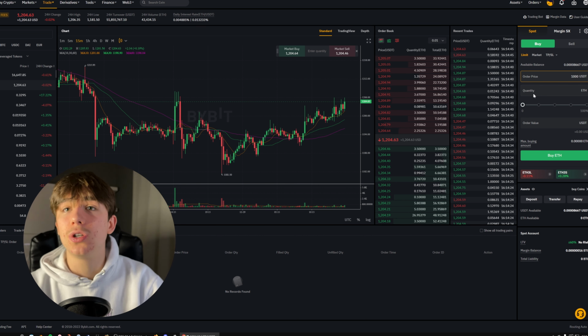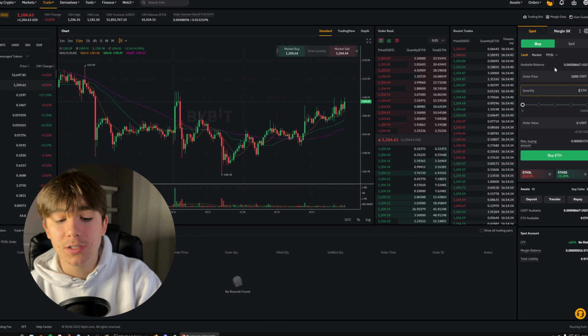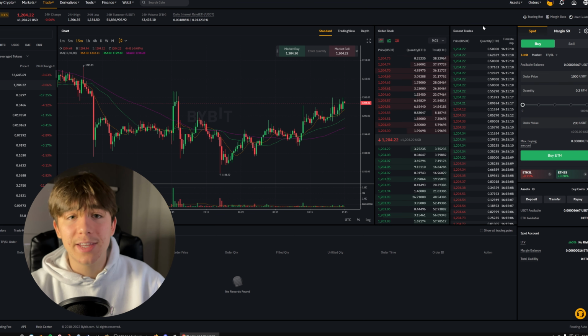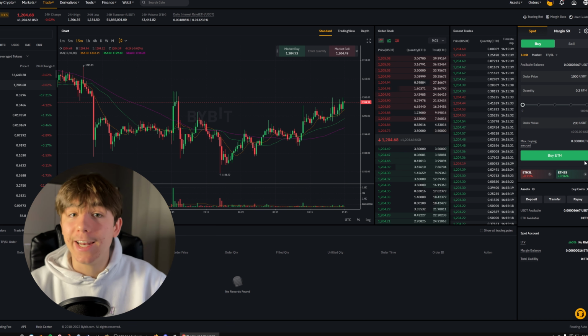Then we need to choose how much Ethereum we want to buy. So for example, I want to buy 0.2 ETH at 1k. And then it's very simple. You just need to click on buy Ethereum and you're ready to go. Now you're not entering a trade immediately because you put in a limit order.